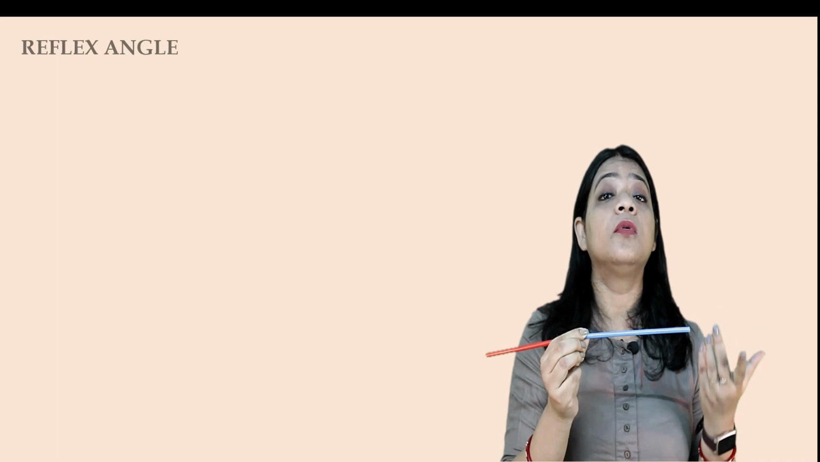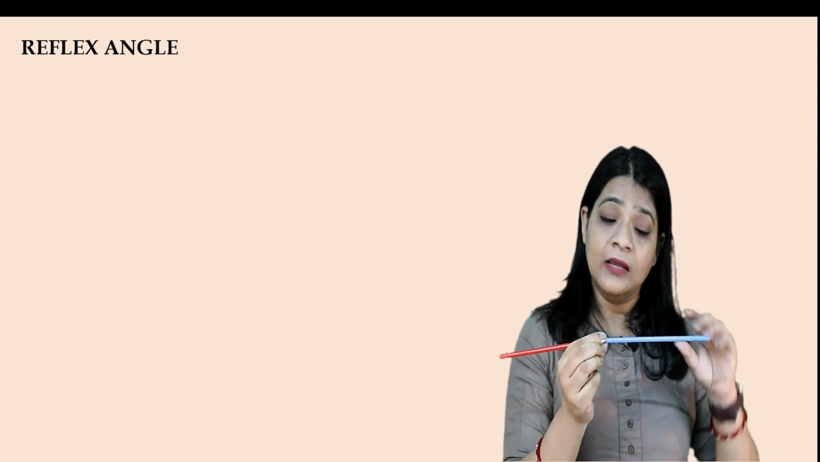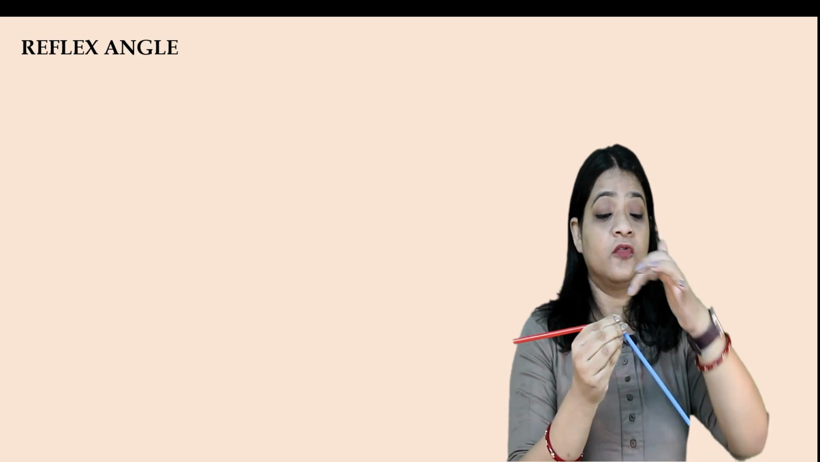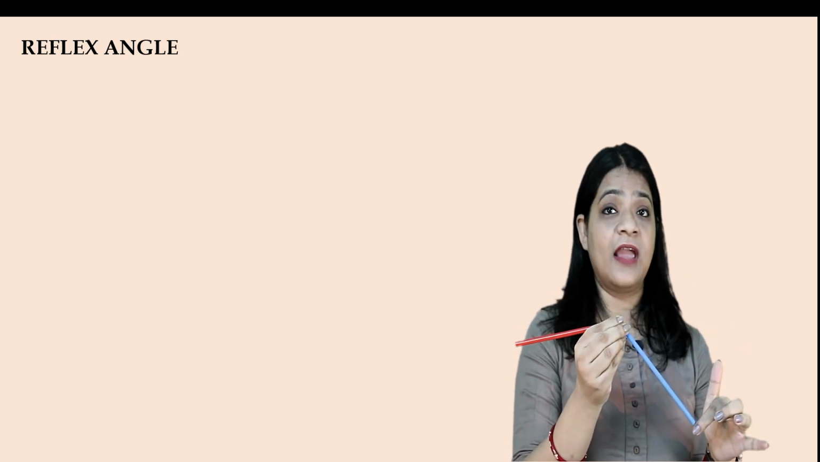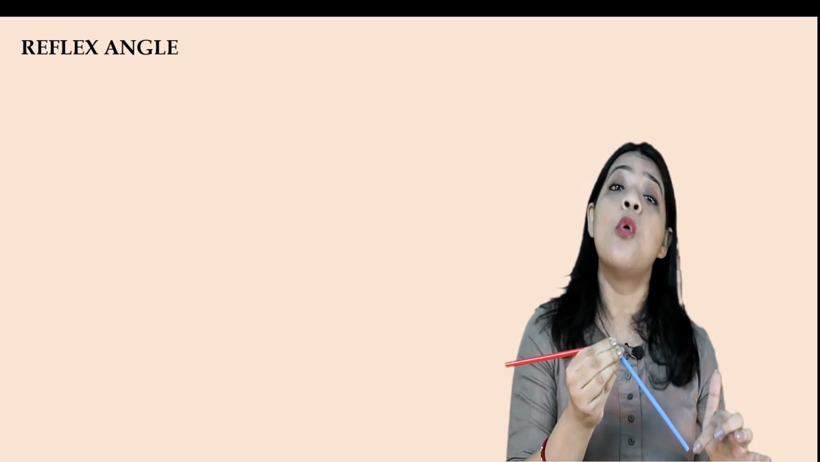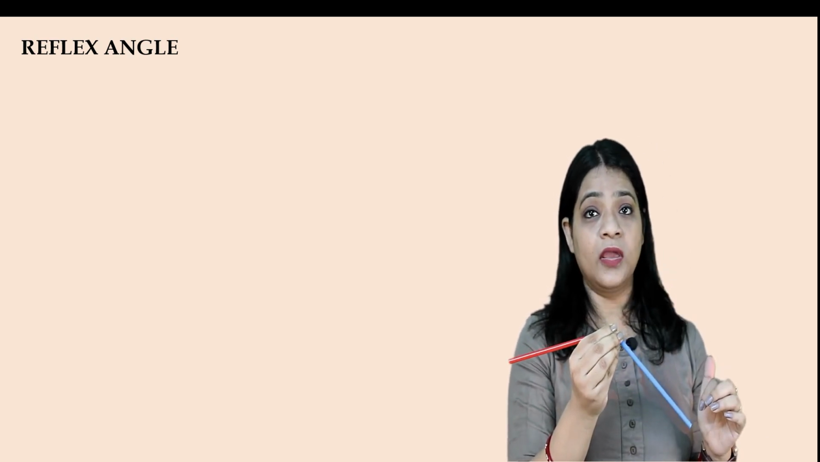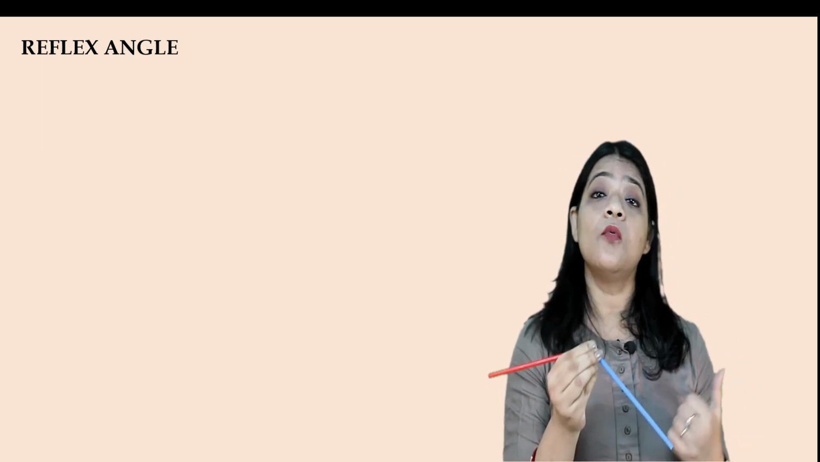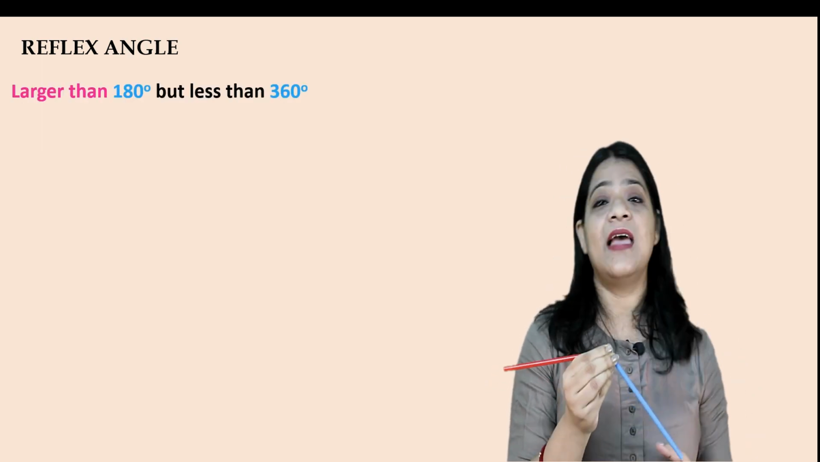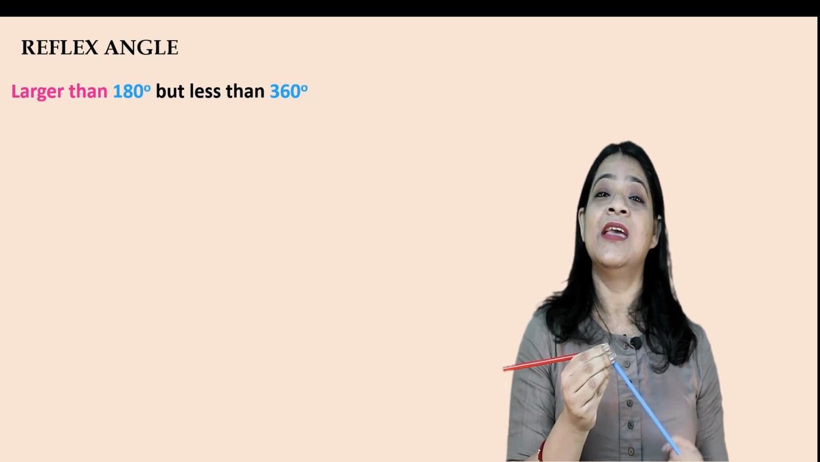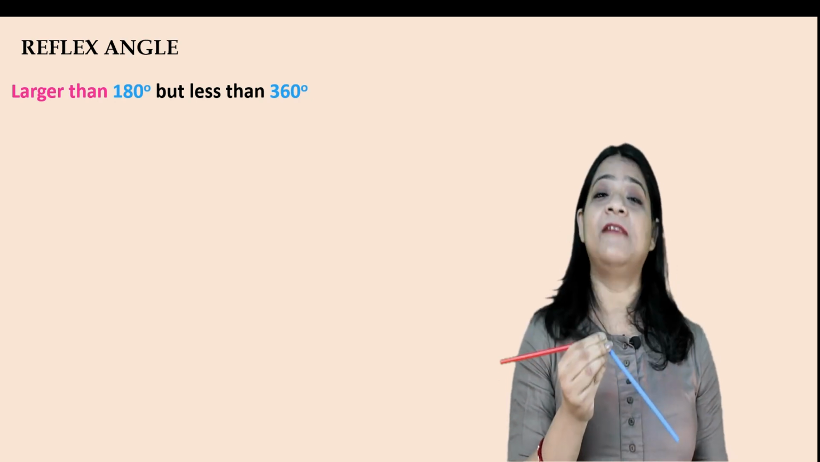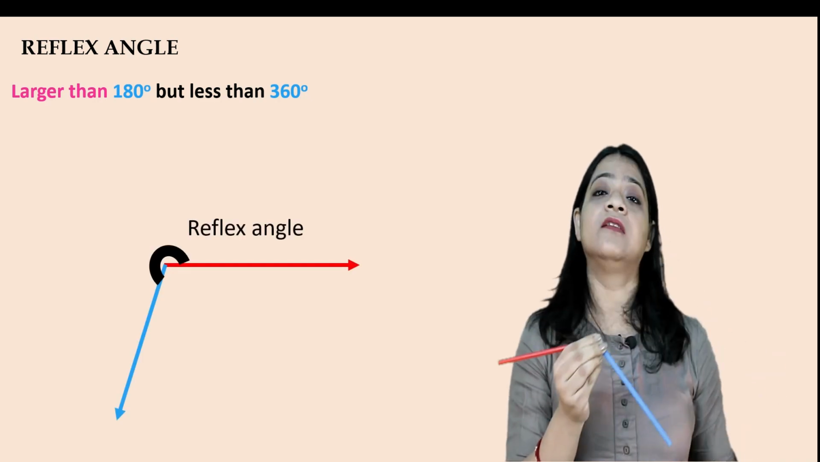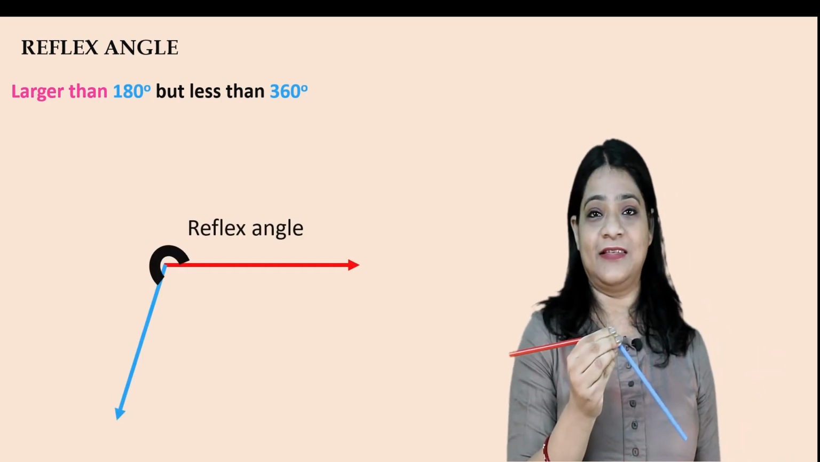Now, what do we call the angle if we move this ray to this side? As we move to this side, it becomes more than 180 degrees. Any angle that is measuring more than 180 degrees but less than 360 degrees is called a reflex angle. So, this outer part is called the reflex angle.